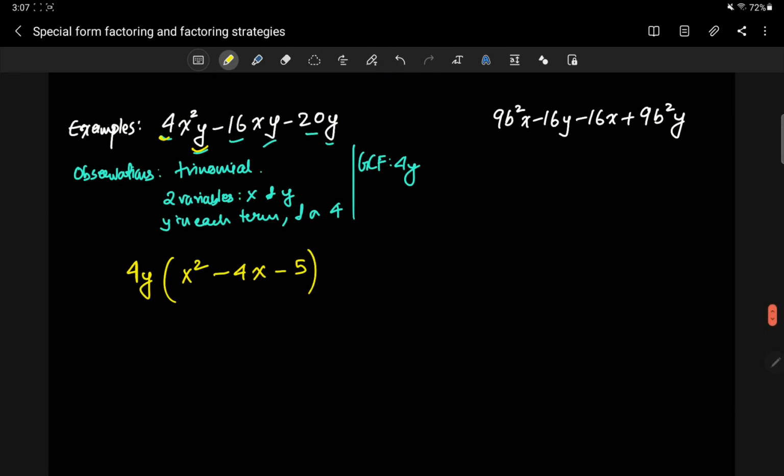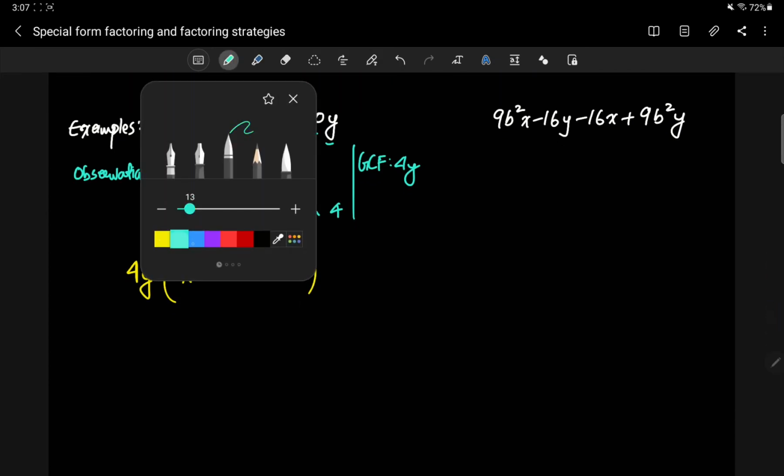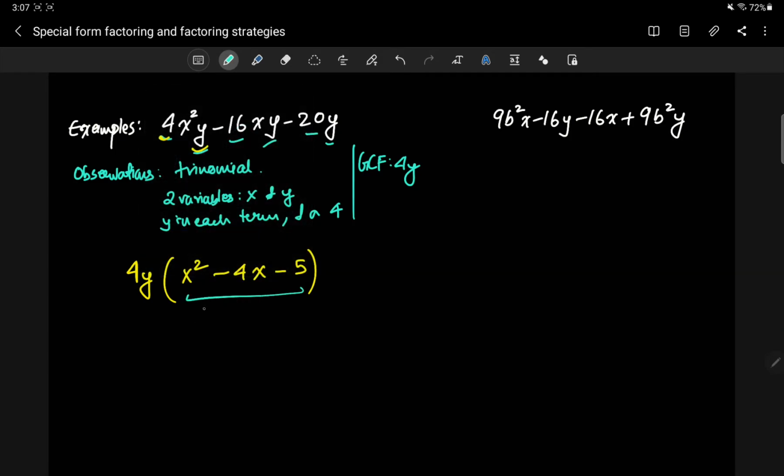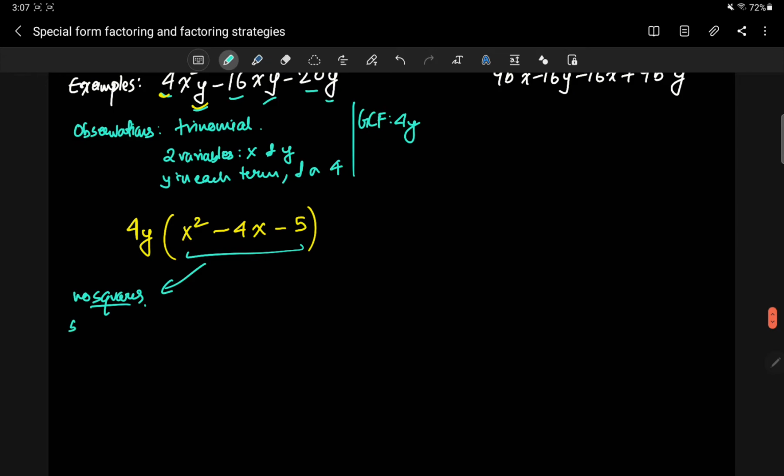All right, so that's good. Now I make further observations. I observe that there are no squares, as in 5 is not a perfect square, so this cannot be written as something squared. In addition, there's a negative. So which means I'm going to try and split the middle term.